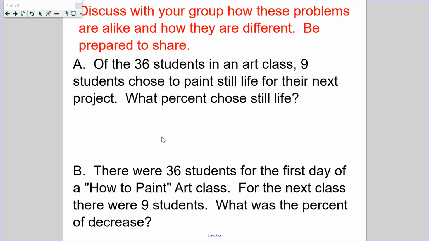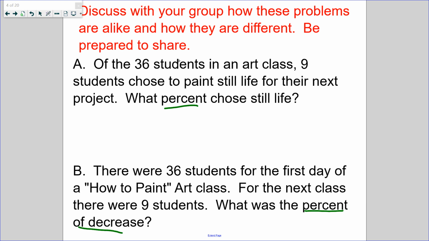So how are they alike? Well, first of all, they're both about students. They both have 36 students. They both use the number 9 students. They both are talking about percent. But how are they different? What makes them different? This one is asking for the percent who chose still life. This one says percent decrease.